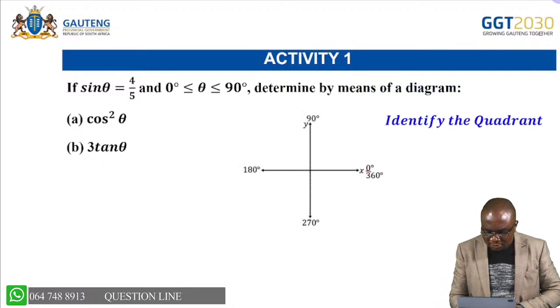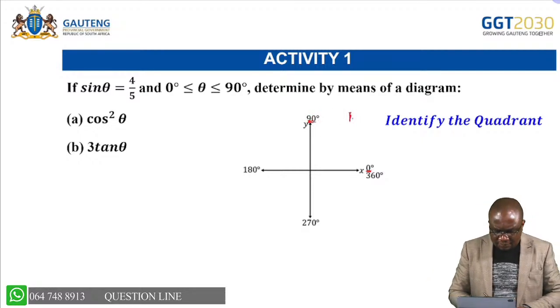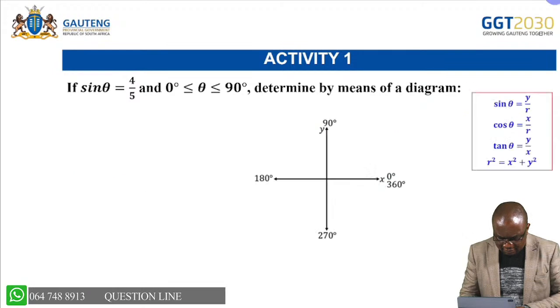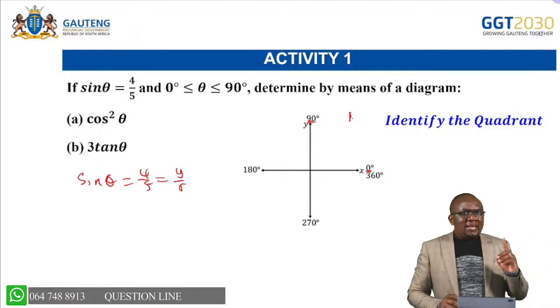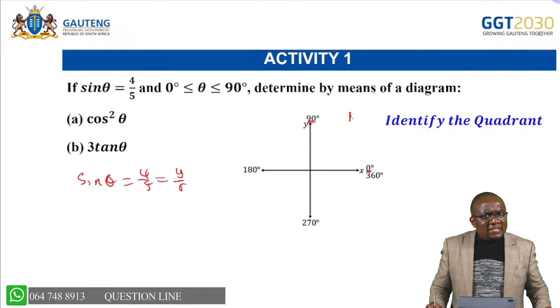It's between 0 and 90. That's quadrant 1. And then sine theta, they're saying sine theta is equal to 4/5. Then this is y/r, so it means I have y and r. How will I get x?